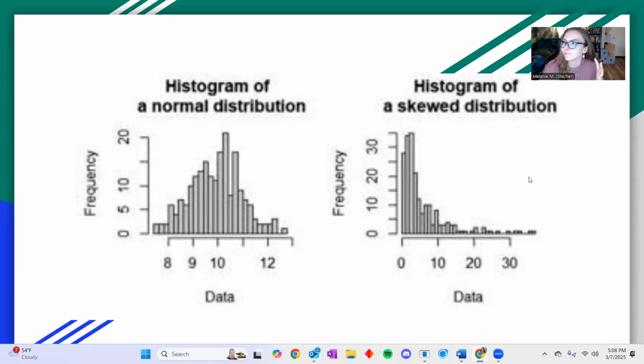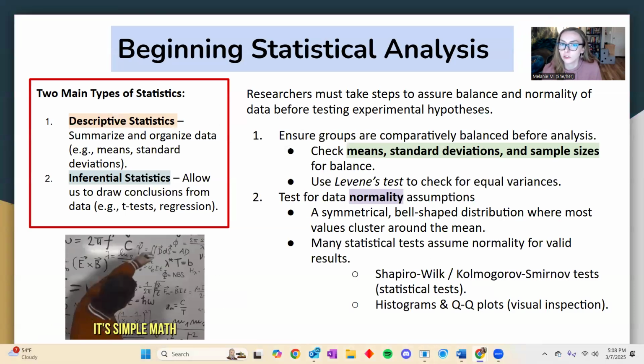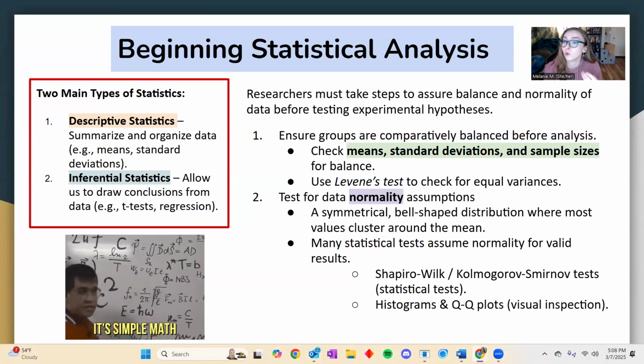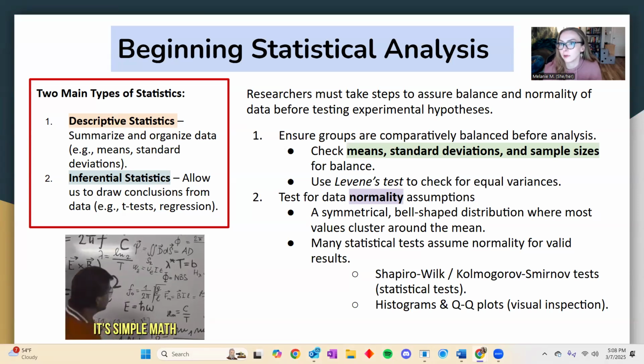So again, this isn't a stats class. We're not going to go too much deeper than that, but that's what I've got for you today. We're going to start next week with what you do after you have the data, all the fancy stats and whatnot. But the big takeaway is that there are two things you've got to do. First, you've got to make sure that the groups are balanced. And second, you've got to test for normalcy to determine what statistics you're going to run.